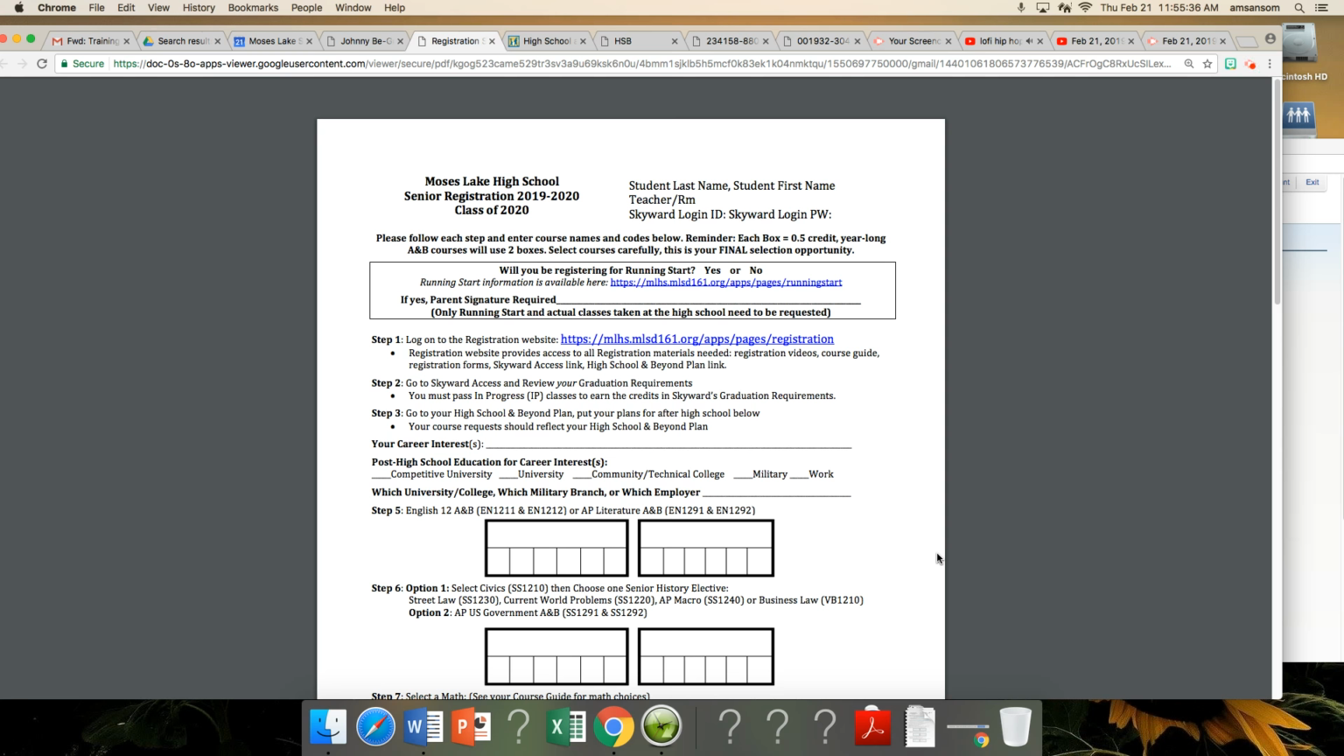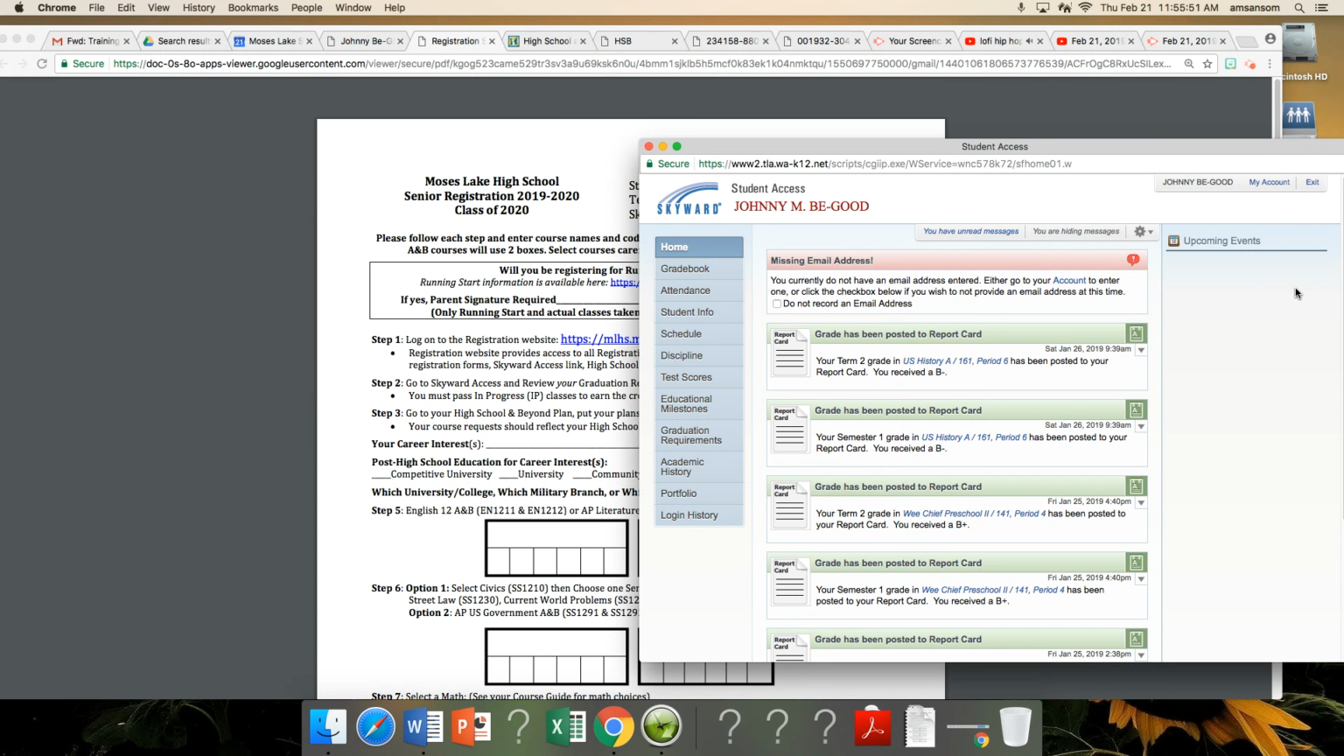Hi guys, so next we're going to go over filling out the registration form. We already did step 1, so we're going to go to step 2. You're going to go into your Skyward Access and log on to your Skyward. You can only view this on the computer, not on your phone. And you're going to go into graduation requirements.